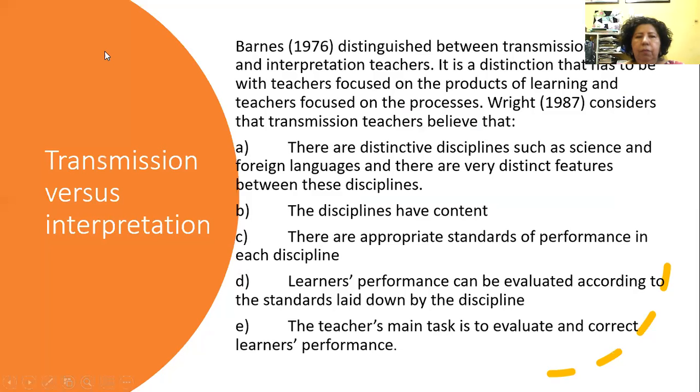Okay, transmission versus interpretation. Barnes in 1976 distinguished between transmission teachers and interpretation teachers. It is a distinction between teachers who focus on the products of learning and teachers who focus on the processes. Wright in 1987 considered that transmission teachers believe that there are distinctive disciplines such as science and foreign language, and there are very distinctive features between these disciplines.